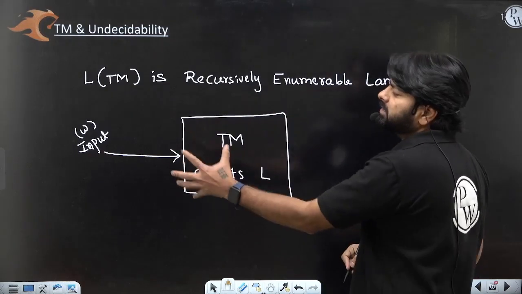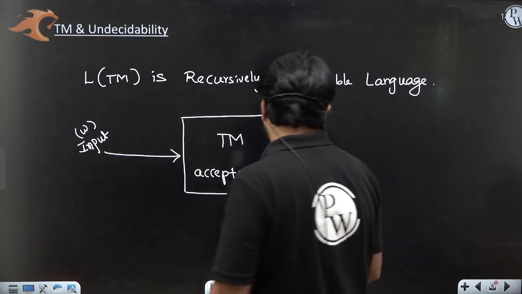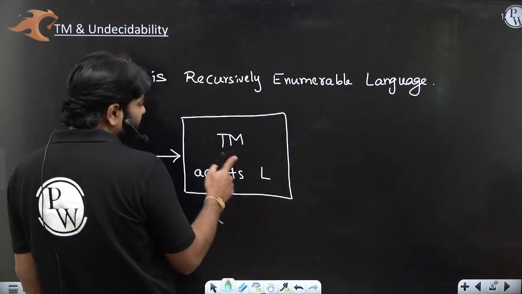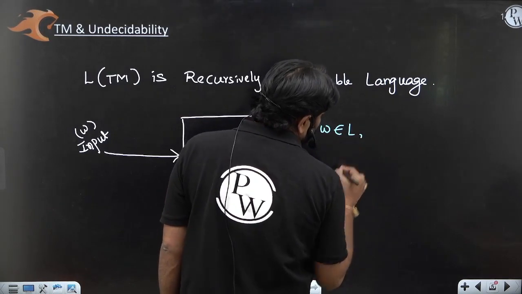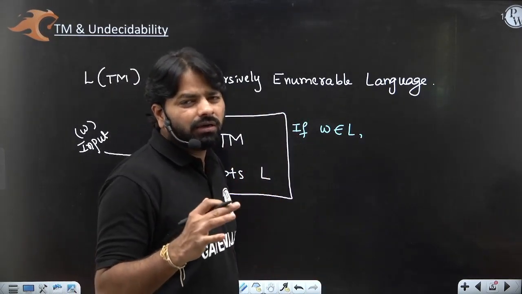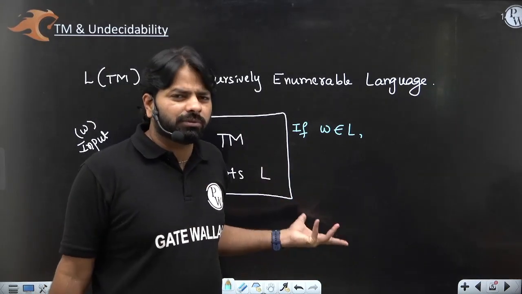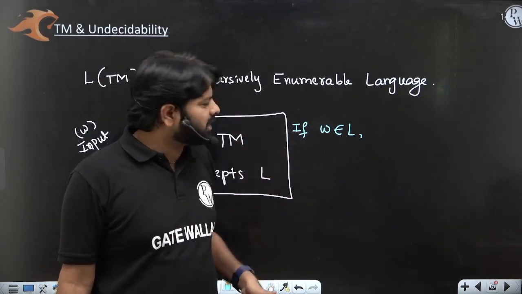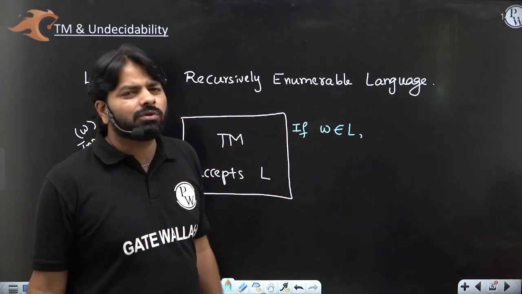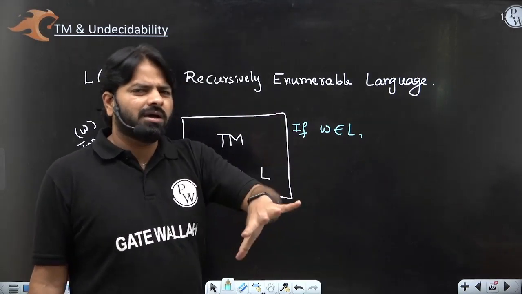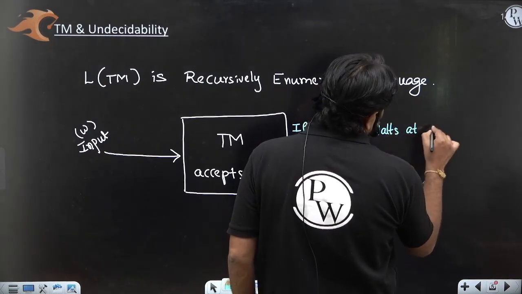Now you have given some input to this machine and it accepts some language L. How does it behave? If the input W belongs to L, this machine is definitely going to halt at final, with exactly one path or at least one path, depending on the type of Turing machine, deterministic or non-deterministic. There are two types of machines. If it is a deterministic Turing machine, it will have exactly one path that halts at final. If it is a non-deterministic Turing machine, it will have at least one path that halts at final. But definitely it's going to halt at final.